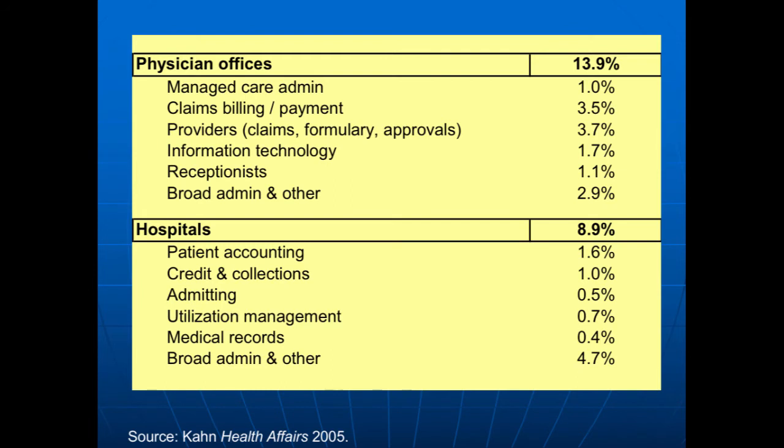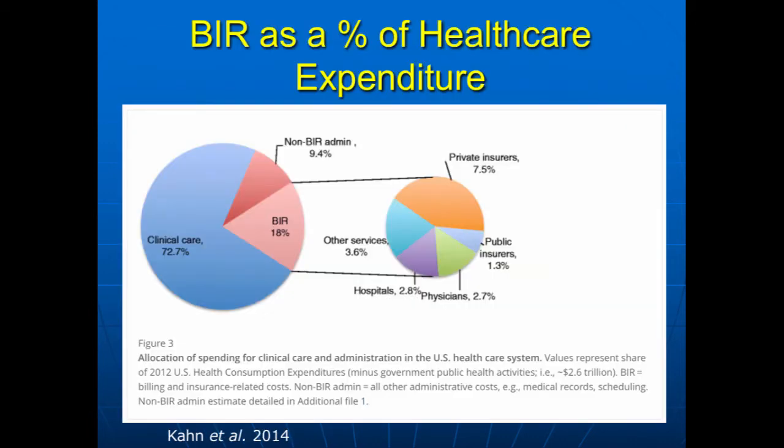This snapshot of provider BIR costs indicates the types of tasks involved. For physicians, nearly 14% of revenue goes to handling billing and insurance. Claims management and approvals consume the biggest chunk. When you consider all the BIR elements, this is what you find across the healthcare system. Clinical care is 73% of total spending. That is, less than 3/4 of the money we spend on healthcare goes to clinical care.